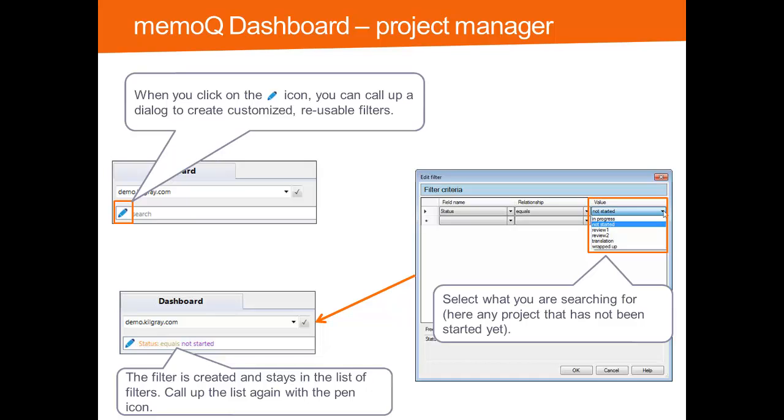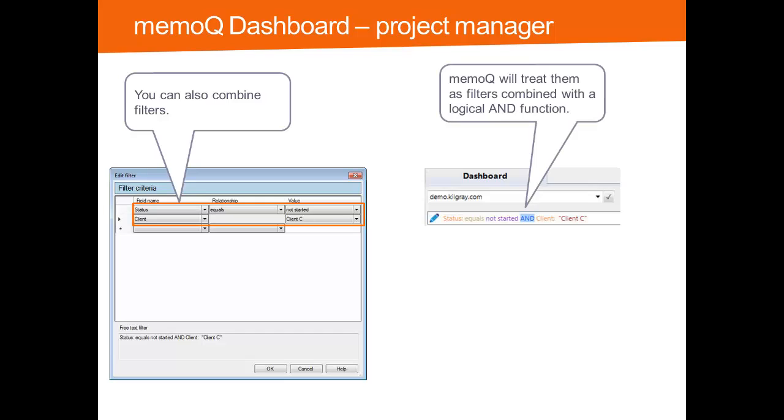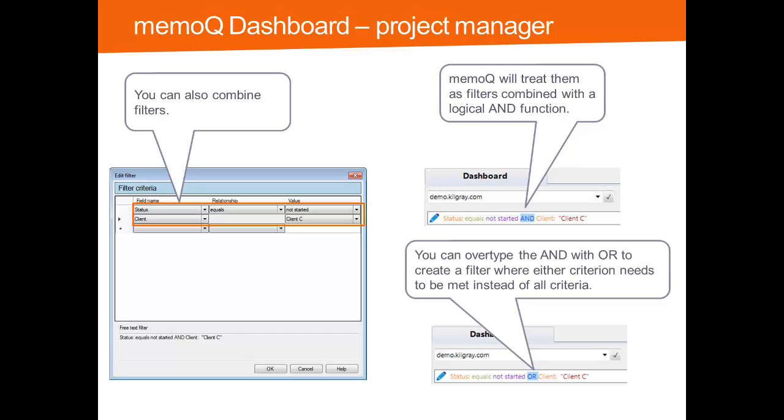The filter is created and stays in the list of filters. Call up the list again with the pen icon. You can also combine filters. MemoQ will treat them as filters combined with a logical AND function. You can overtype the AND with OR to create a filter where either criterion needs to be met instead of all criteria.